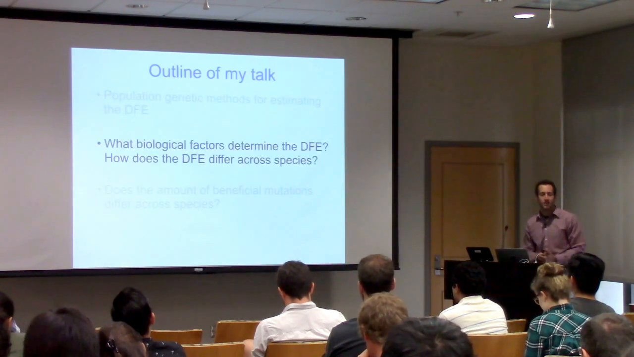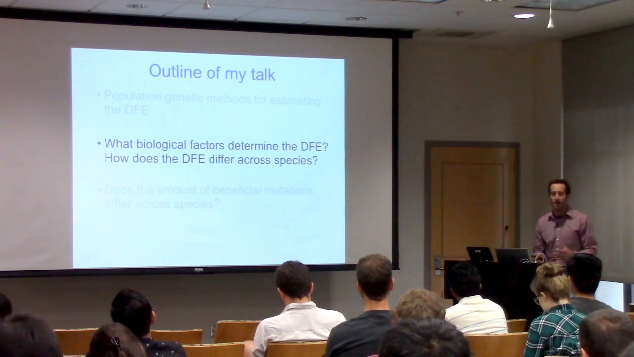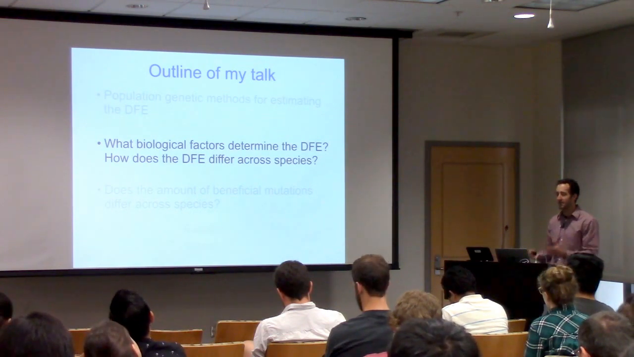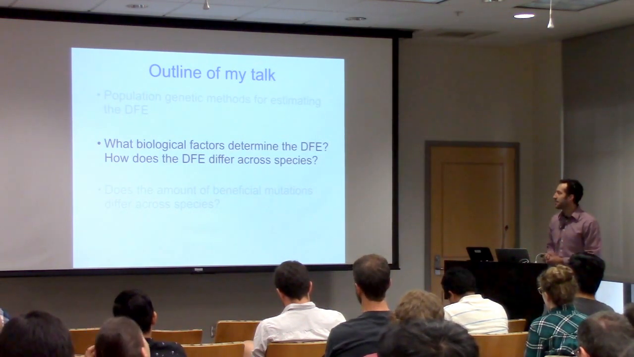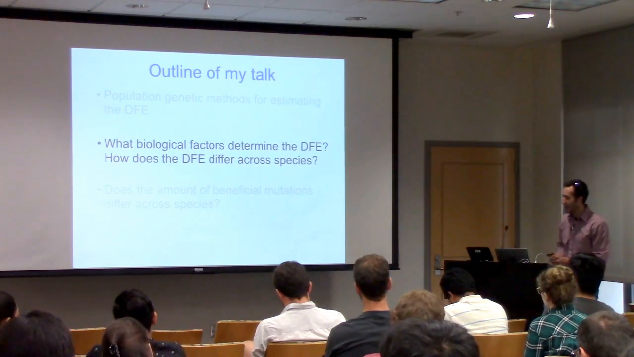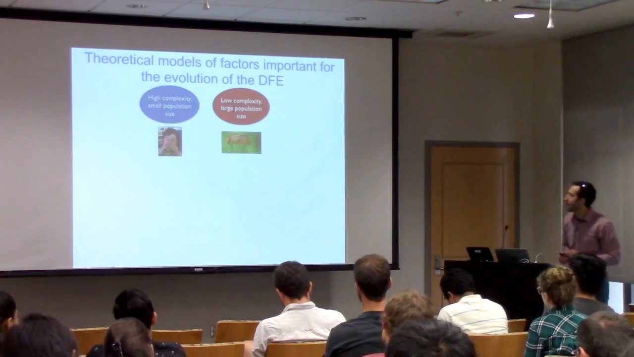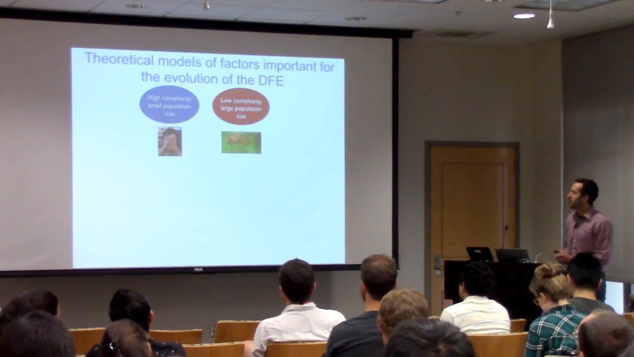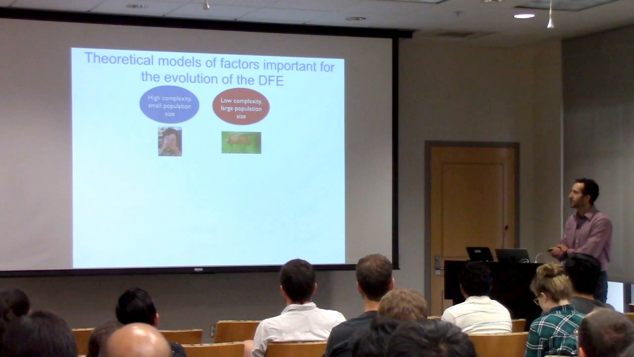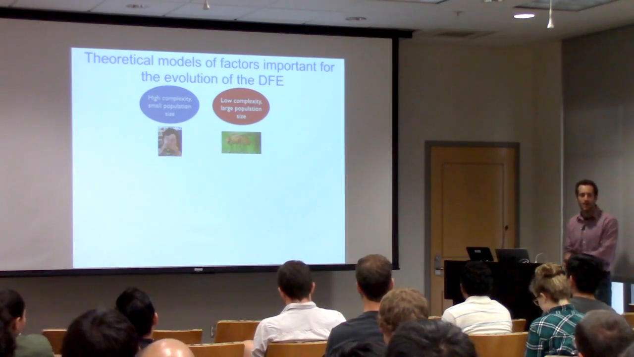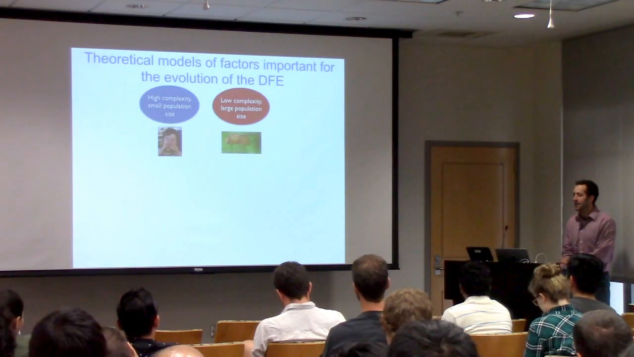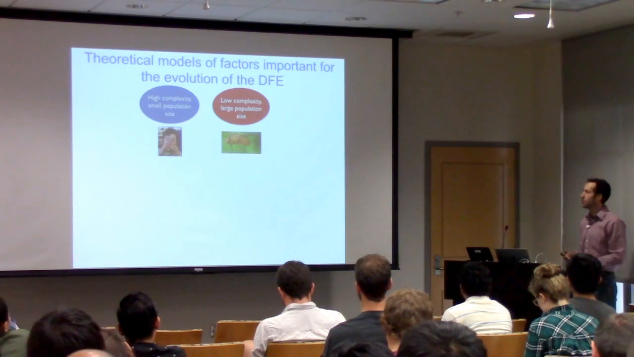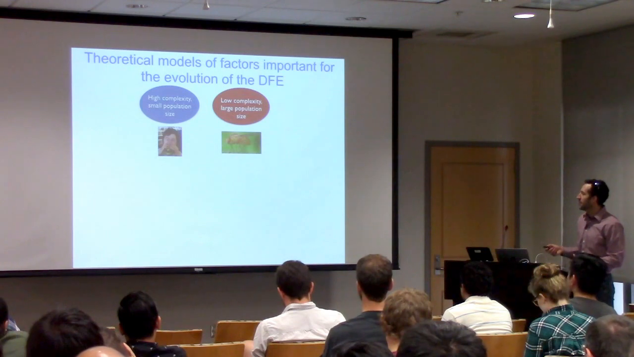OK, so that's kind of the approach that one could take to use genetic variation data to learn about fitness effects in different populations. And so what I'm going to tell you a bit about next is applying some of this framework to look at the biological factors that might determine the distribution of fitness effects and how this distribution differs across species. So by way of introduction, what we want to do is think about what are factors that influence why a distribution of fitness effects looks the way it does. There's actually been a lot of theory developed along these lines, and these different types of theory typically emphasize different factors as being important for determining the DFE. And so I'll walk you through a little bit about what that entails.